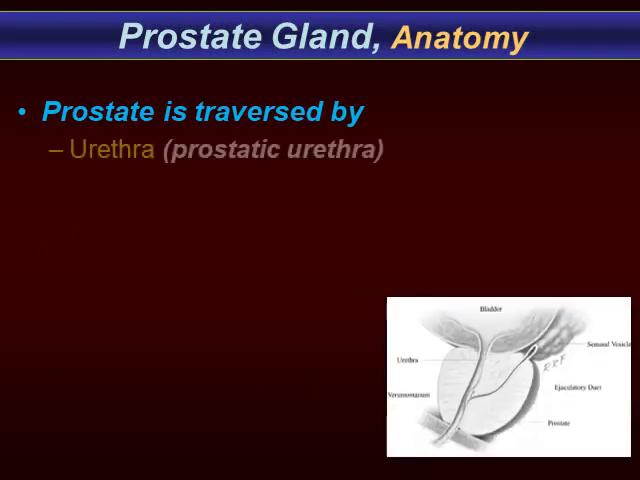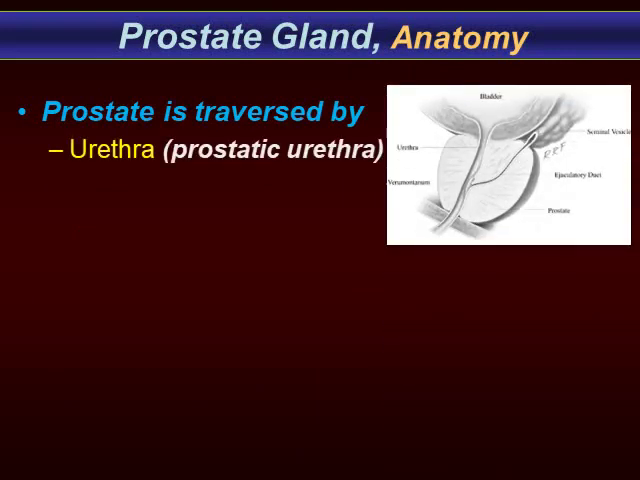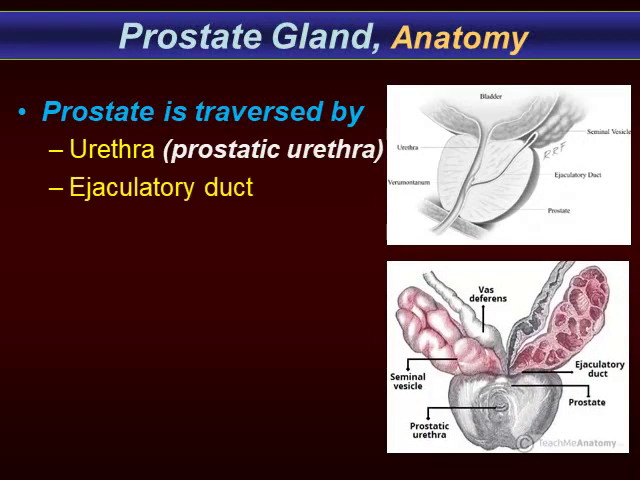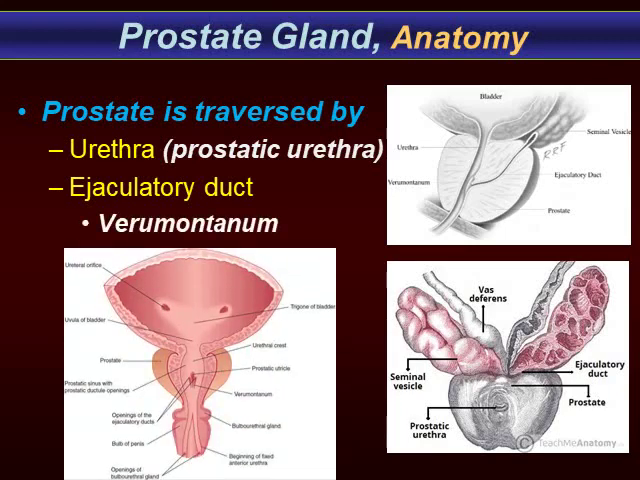The prostate is traversed by two important structures: the prostatic urethra, right here, from the bladder, which continues as the membranous urethra, then the anterior urethra, and the ejaculatory duct. As we said in the previous slide, the ejaculatory duct is formed by the union of the vas deferens with the seminal vesicles at the back of the urinary bladder. When they unite, they form the ejaculatory duct, which opens into the prostatic urethra at the verumontanum. This part where the ejaculatory duct opens is called the verumontanum. These two important structures travel through the prostate.